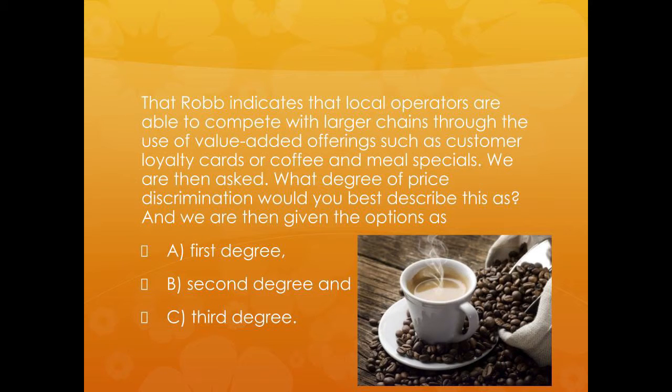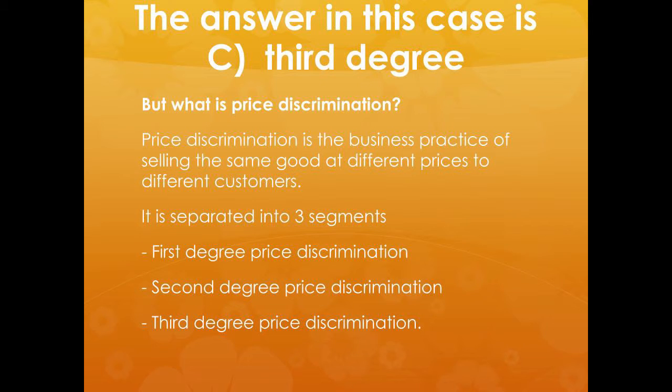For question 3, we are given the example that Rob indicates that local operators are able to compete with larger chains through the use of value-added offerings such as customer loyalty cards or coffee and meal specials. We are then asked what degree of price discrimination you would best describe this as, and we are given the options as A, first degree, B, second degree, and C, third degree. The answer in this case is C, the third degree.